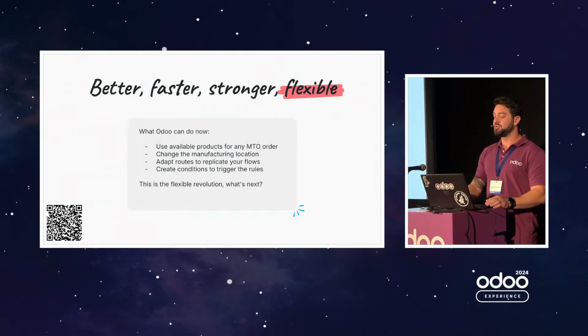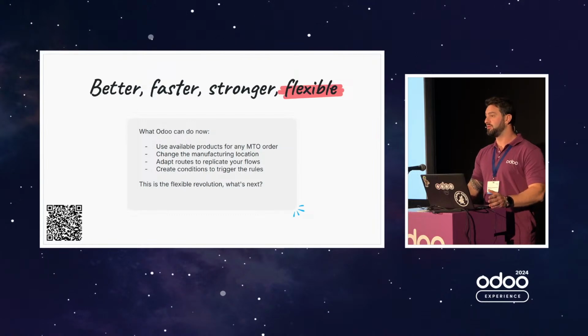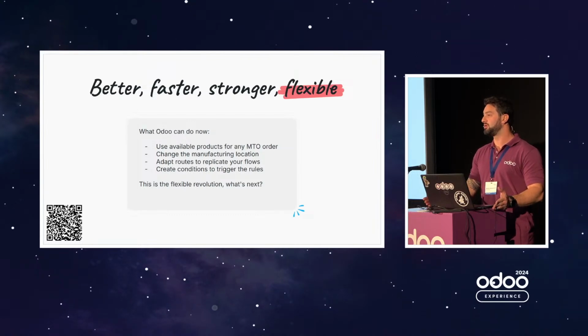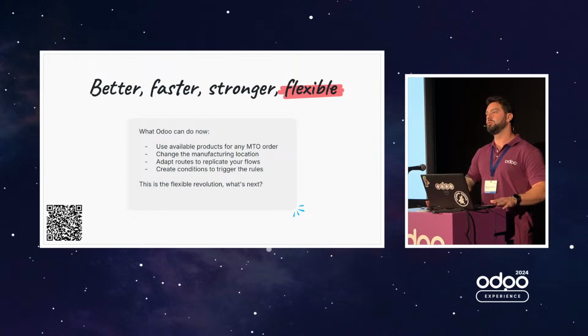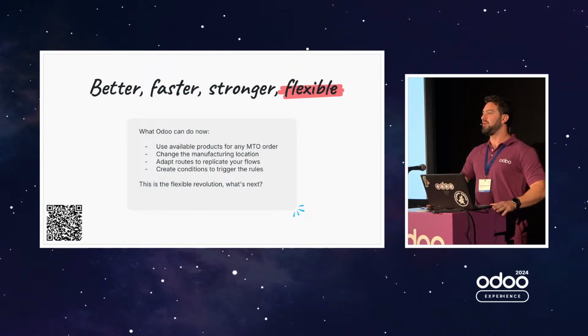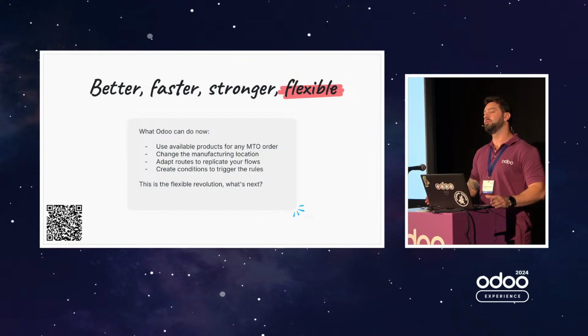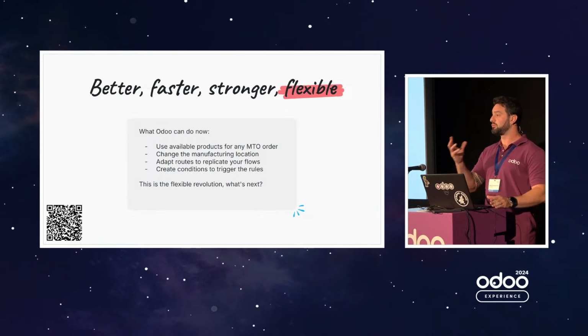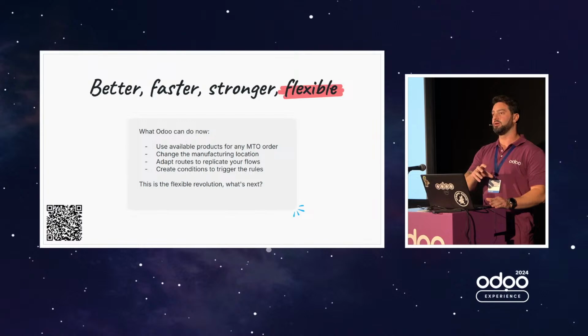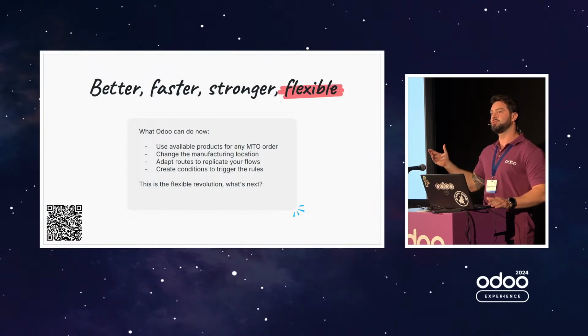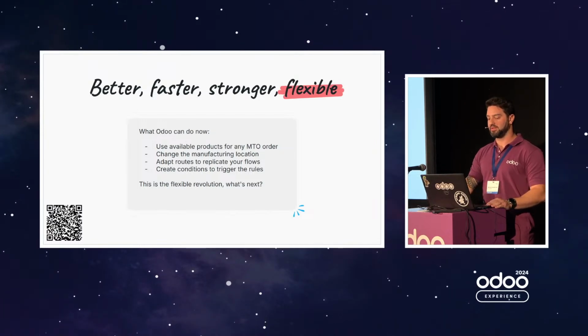We can use available products for MTO orders, so we can use everything we have in stock. Just to remind you how it was in 17, if you had a sales order that had more products than what you had in stock, you would replenish the totality of the sales order. And right now, you can use what you have in stock and then replenish the remainder.